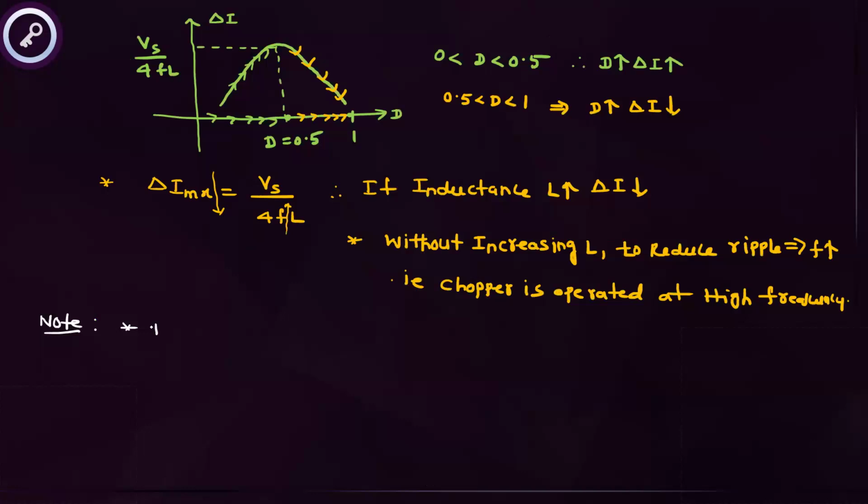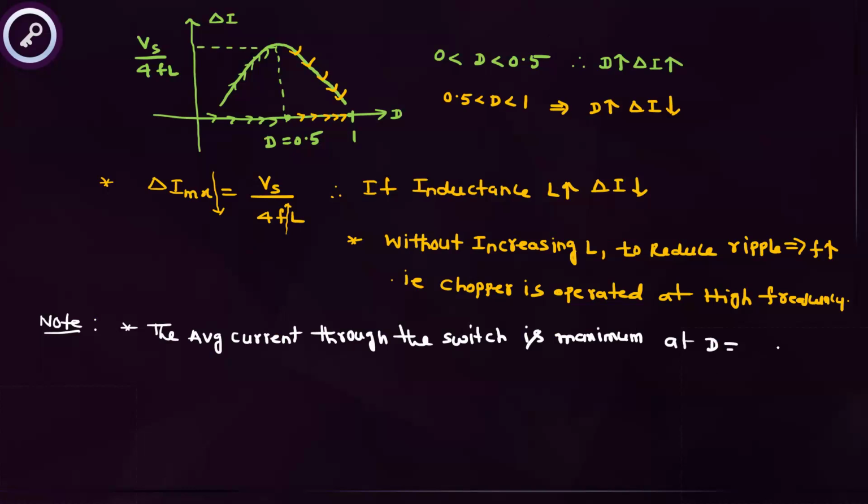Yes, students. The average current through the switch in the circuit is maximum at a duty cycle of D equal to E by 2Vs. By derivation we get this. That is the duty cycle at which the average current through the switch is maximum.